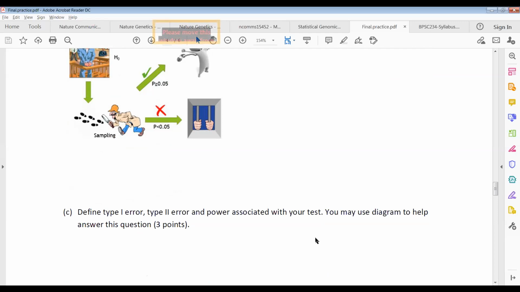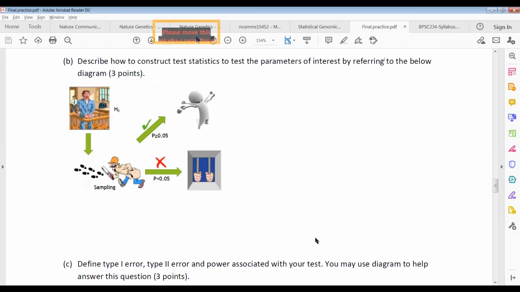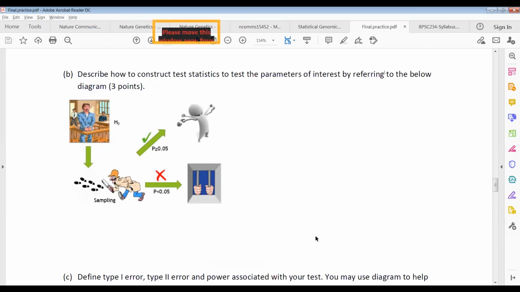So we basically describe our H0, and then based on the p-values, we either reject it or accept it. That's right. The process, yes.